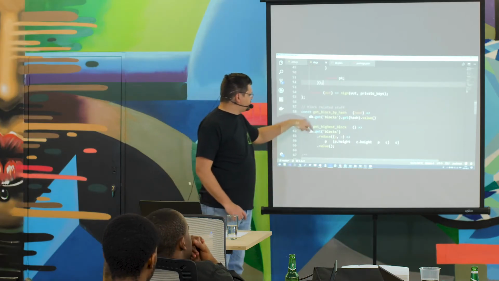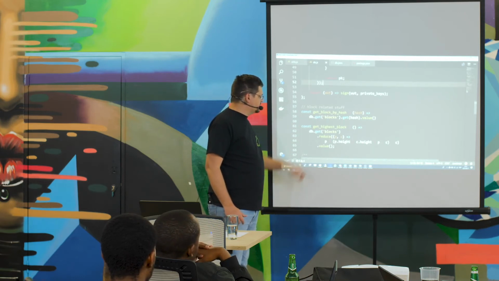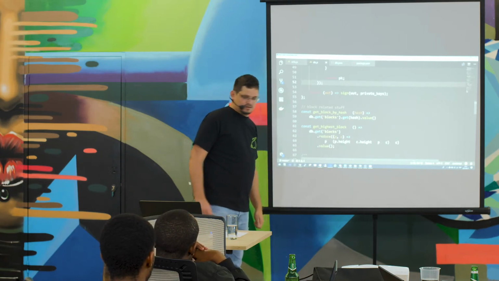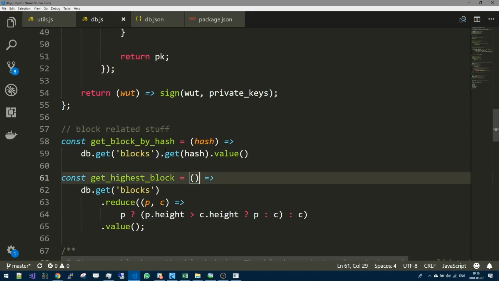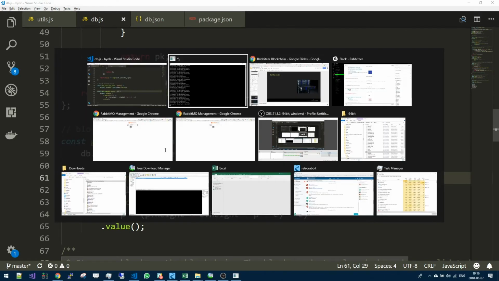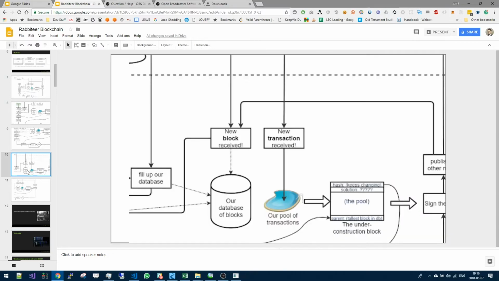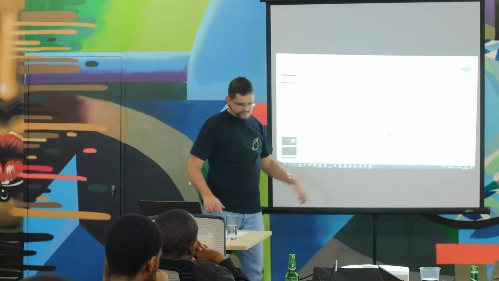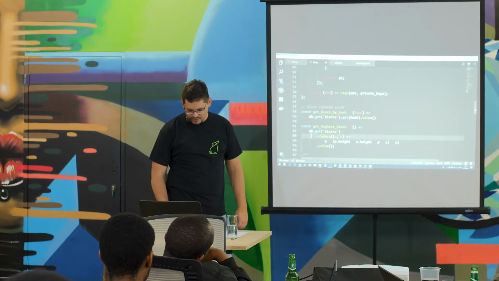The next thing, we start with the blockchain. We've got a function that gets a block by hash, and a function that gets the highest block. Those are important functions. We use getBlock by hash mostly to get a parent block, and getting the highest block is an important step, because with that we know which block we need to create.